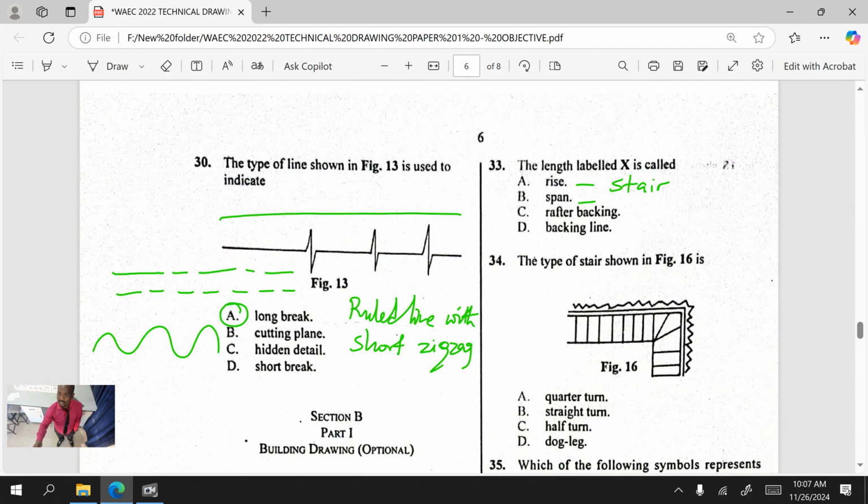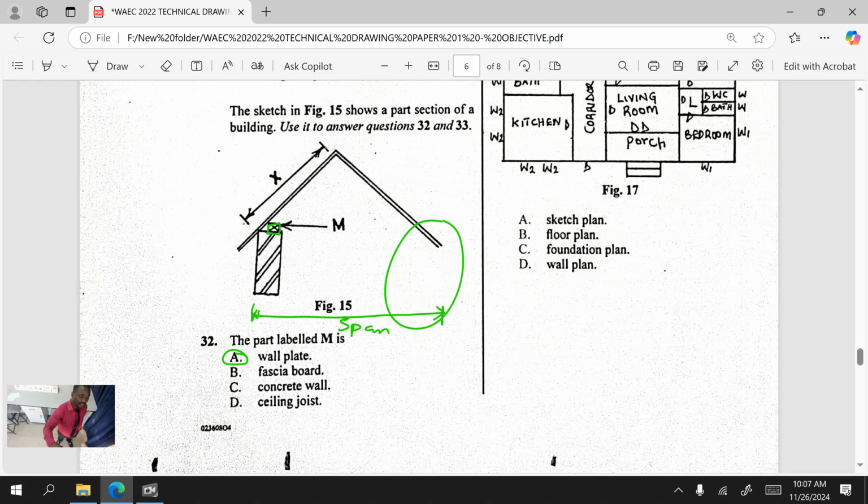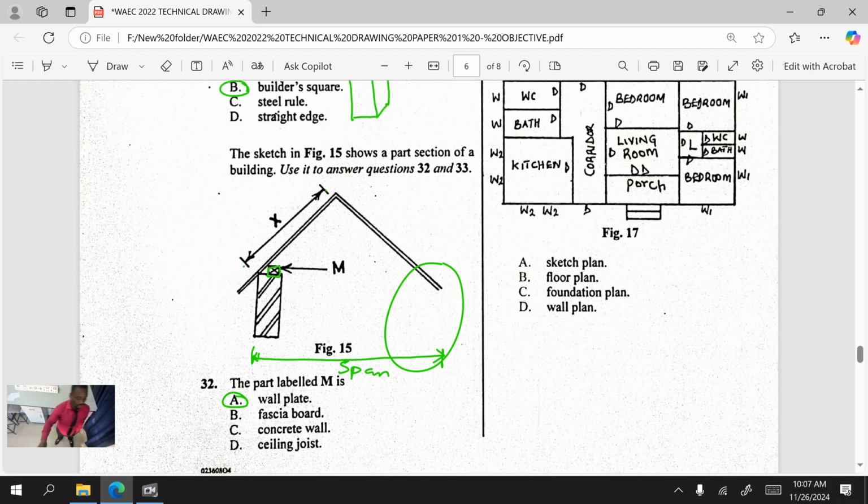A lot of people argue what the answer is, if it is a rafter or a backing line. The answer is a backing line. A lot of people are worried about rafter. If you look at it, this is not the rafter shown here. This is the roofing sheet being used shown here, not the rafter. So that distance is called the backing line.